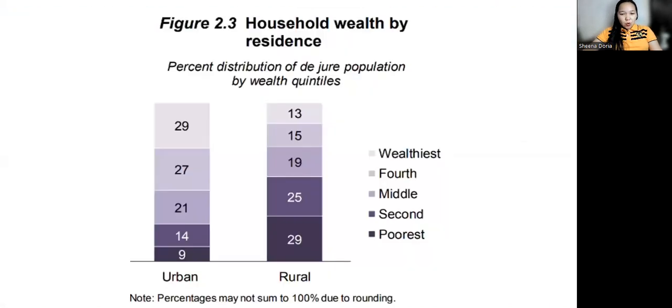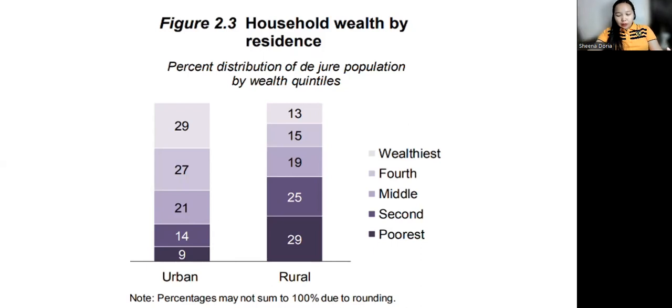Okay. Another one is the household wealth by residence. So there is some order because we know that poorest is the lowest level, the next level is second, third is middle, fourth, and the highest level is the wealthiest. So we don't know the difference between them. Okay? So as you can see here, some have more and some have less. So we know that they have some ranking or some order.